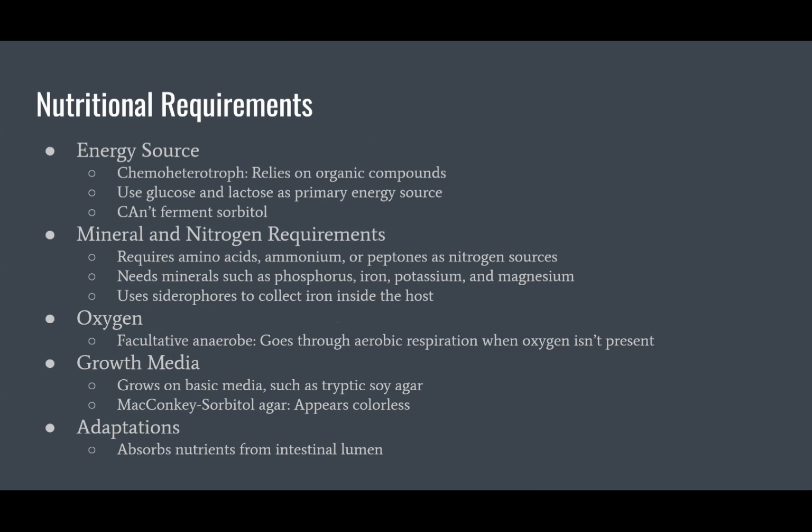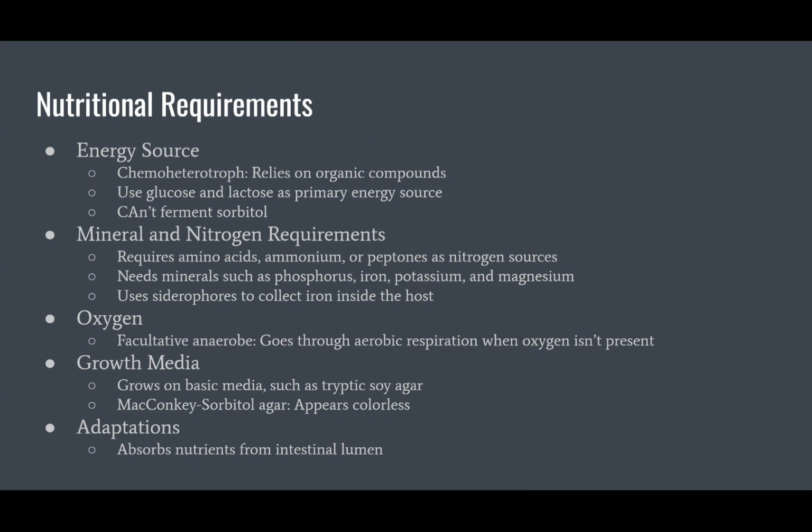So, this specific strain of E. coli is a chemoheterotroph, meaning it must consume organic compounds for both carbon and energy. In lab settings, it grows well on general purpose media like tryptic soy agar or nutrient broth, but more specialized media is used for detection. On MacConkey sorbitol agar, this strain appears colorless because it cannot ferment sorbitol, unlike most other E. coli strains that ferment it and turn the medium pink. This trait is crucial for identifying O157:H7 in diagnostic labs.